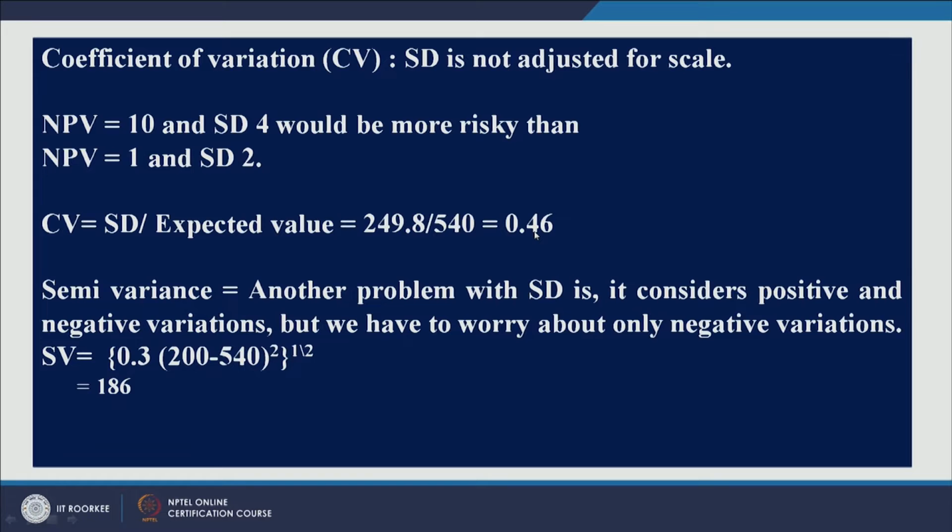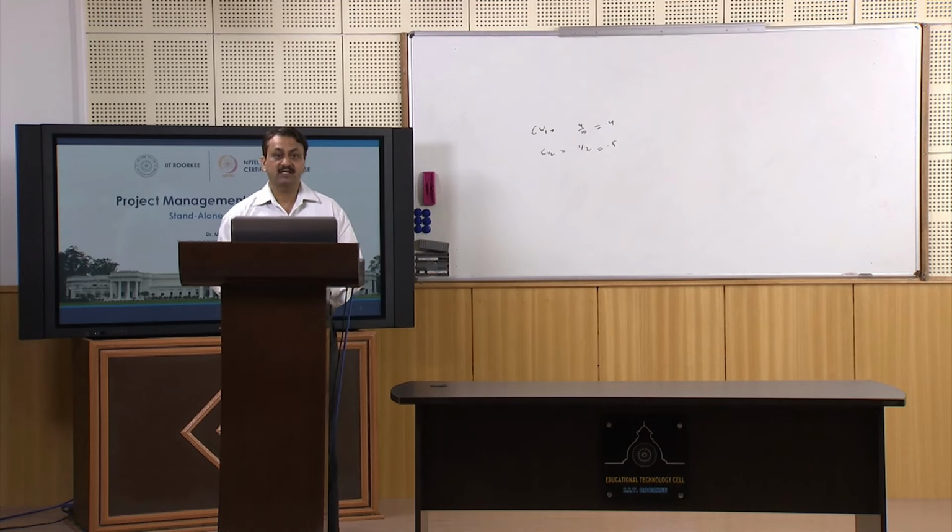Now, the other problem with the standard deviation is that it takes into account all positive and all negative variances, but we are interested only in negative variance and we want to minimize those negative variances. So, that negative variance is 0.3 into (200 minus 540) whole square, and under root of this, right. So, it is 186. We do not want semi-variance to be more and more, it should be 0, preferably.